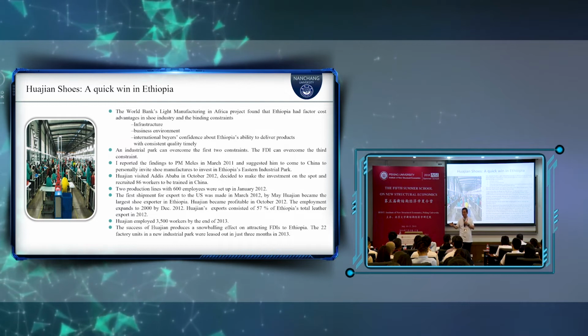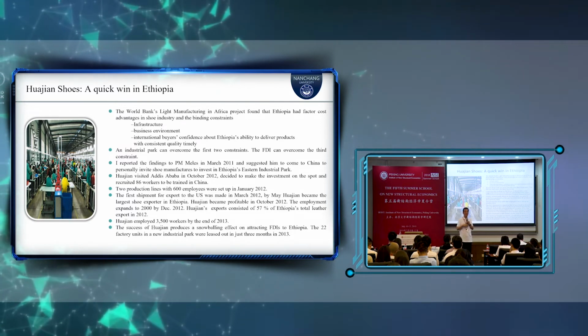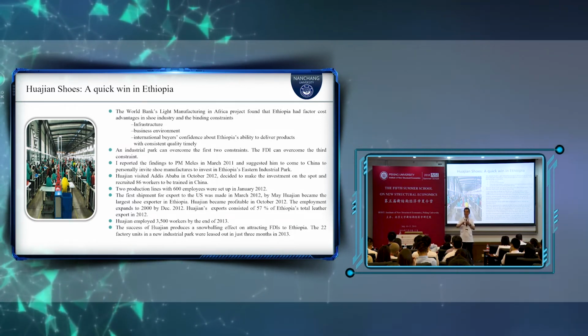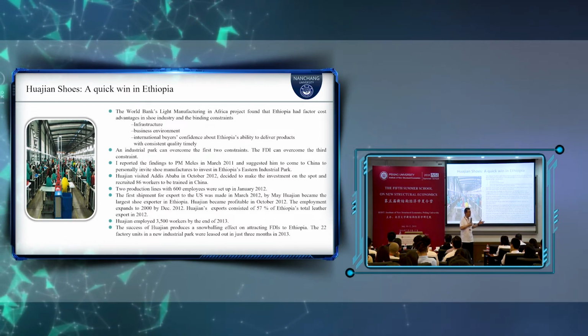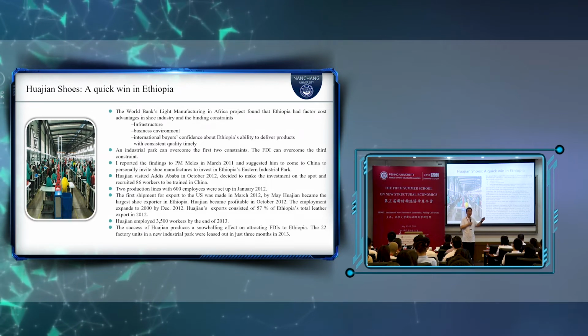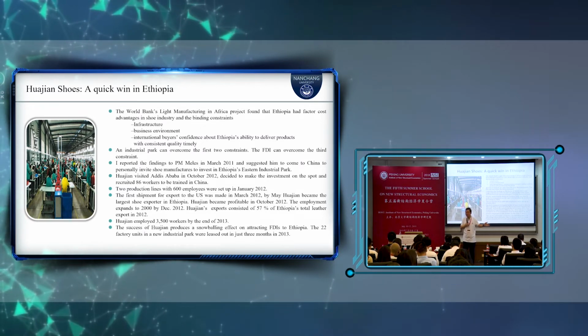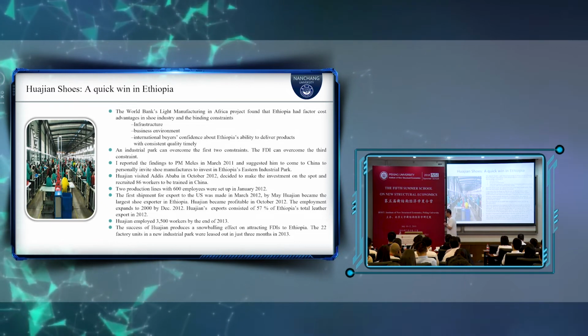Ethiopia certainly is a poor country. The government cannot improve the infrastructure for the whole nation. But they can improve the infrastructure for the industrial parks, and they can improve the business environment in the industrial park, although the overall environment is not good. So that's the way to do it.